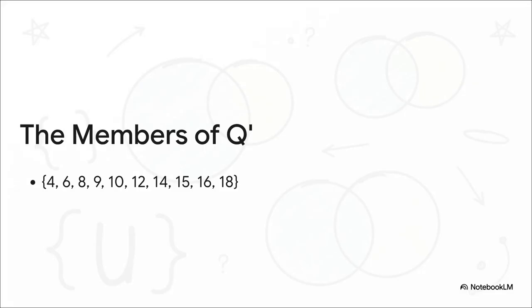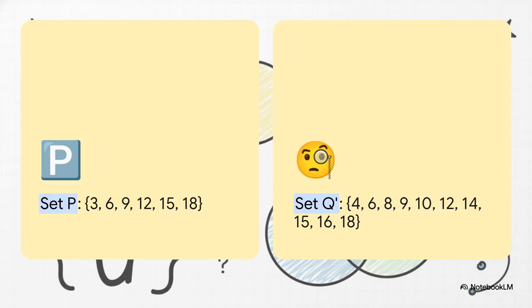And this is what that looks like. We take our entire universe of numbers from 2 to 19, we kick out all the primes that were in set Q, and this list right here, that's what's left over. Those are the members of Q prime. Okay, now for the second step, that upside-down U symbol means intersection, and all it's asking is what numbers do these 2 sets have in common?